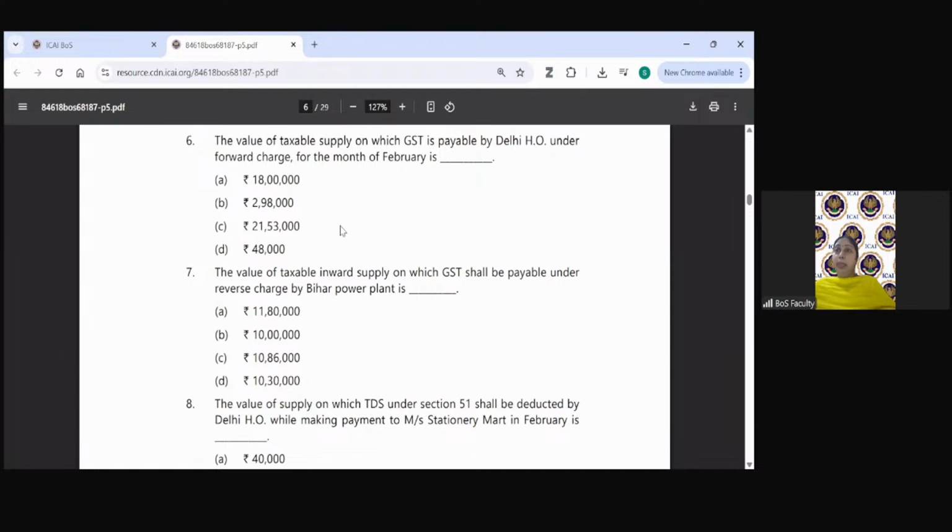With this, I'm happy that all of you have answered it correctly. Option B. So let's move to the next question.